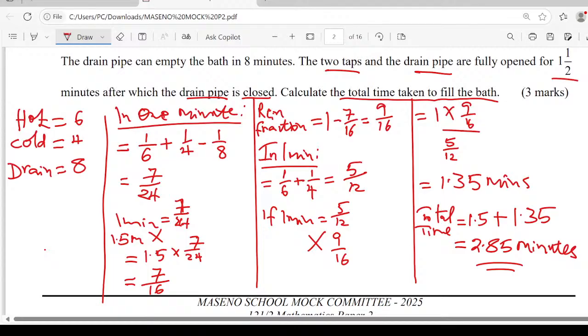In fact, that question is normally tested mostly in paper 2. Wonderful.